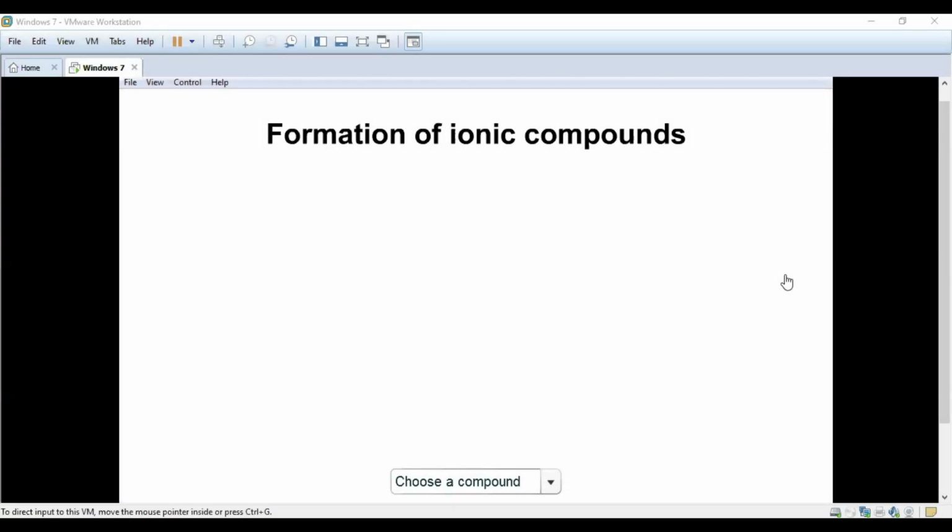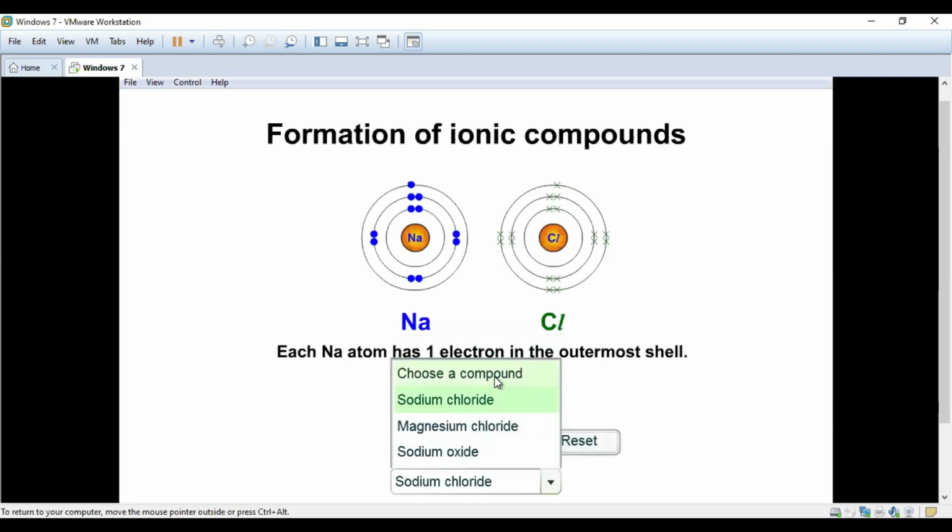Assalamu alaikum. Today I am going to show you the animations regarding ionic bonding. So the first compound is sodium chloride.